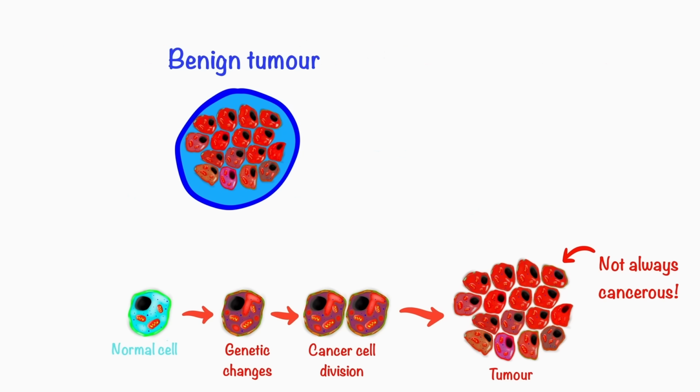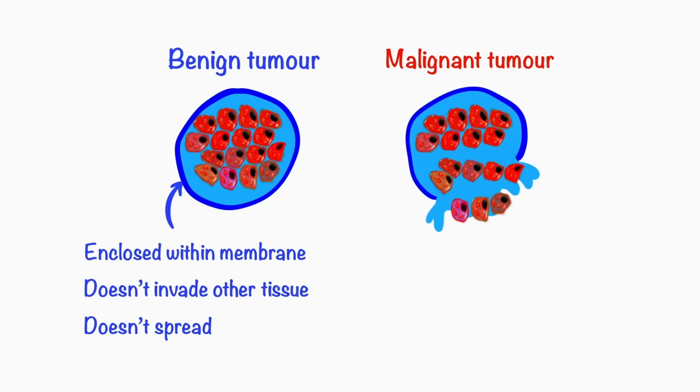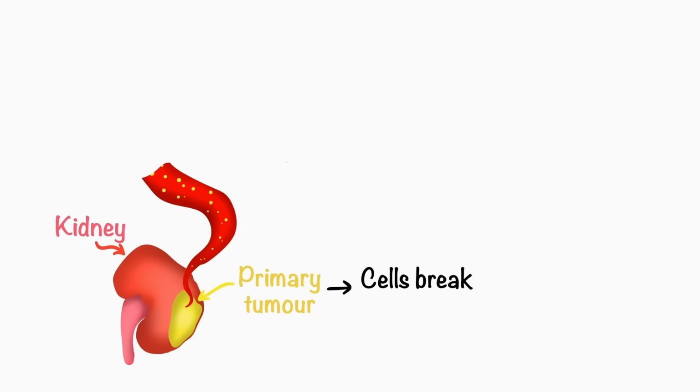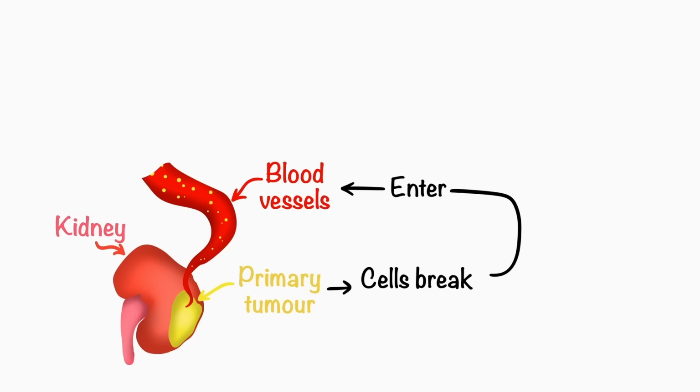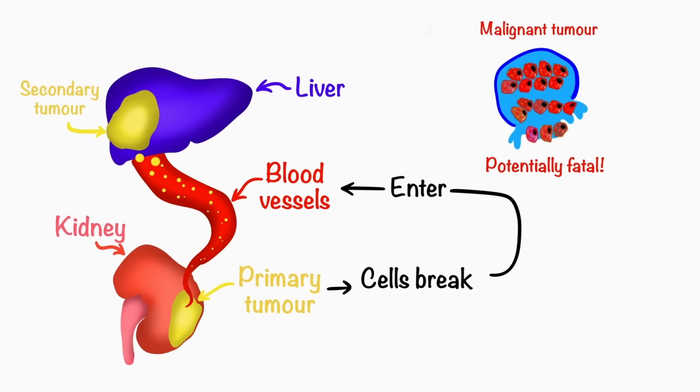They can be either benign or malignant. Benign tumors stay in one place, usually within a membrane, rather than invading other tissues. They don't normally spread to other parts of the body and aren't usually dangerous. Malignant tumors, however, grow and spread to neighboring healthy tissues. Cancer cells can break off and spread to other parts of the body through the bloodstream. These malignant cells then invade healthy tissues elsewhere and form secondary tumors. This ability to spread makes malignant tumors dangerous and potentially fatal.